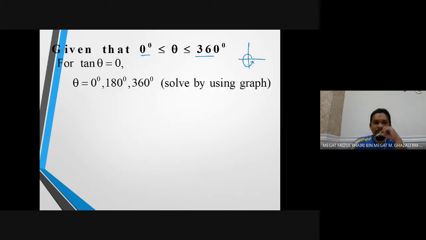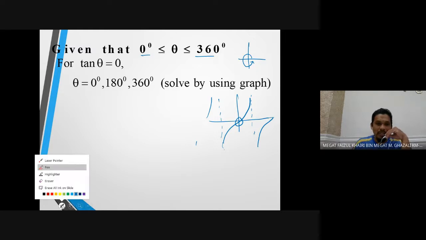Okay. For tangent theta equal to 0, solve by using the graph. The graph of tangent. Okay, so it lies 0 here and 180 and 360. So kamu boleh tengok pada rujukan lain graf graf tangent yang sepenuhnya.